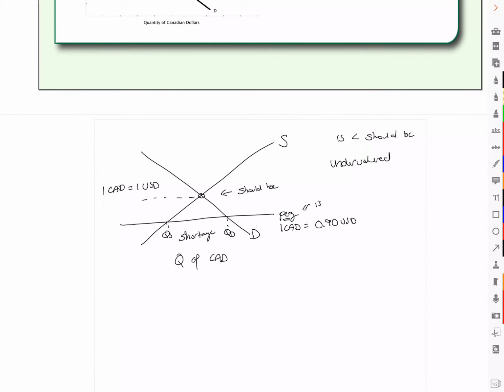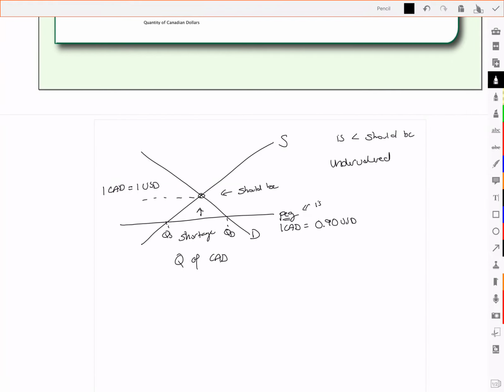If we were trying to maintain this peg at 1 Canadian dollar equals 90 cents US, then we need to figure out a way to get what the market says it should be to be where the peg is. Otherwise, whenever there's a shortage, market forces are pushing the price or the value up. And we want to maintain it at 1 Canadian dollar equals 90 cents US. So what could we do about it? Well, there's really only two options when you have an undervalued currency. Option number one is to revalue the currency.